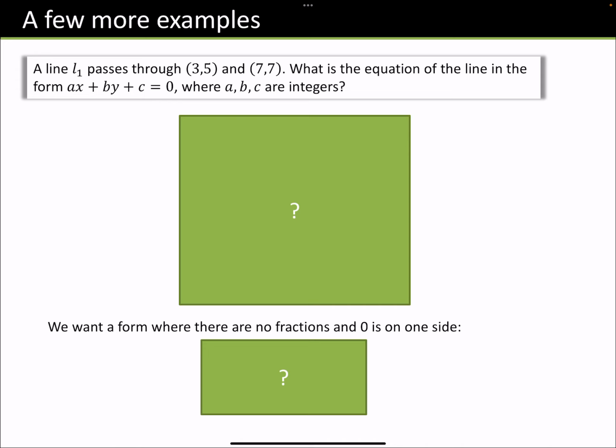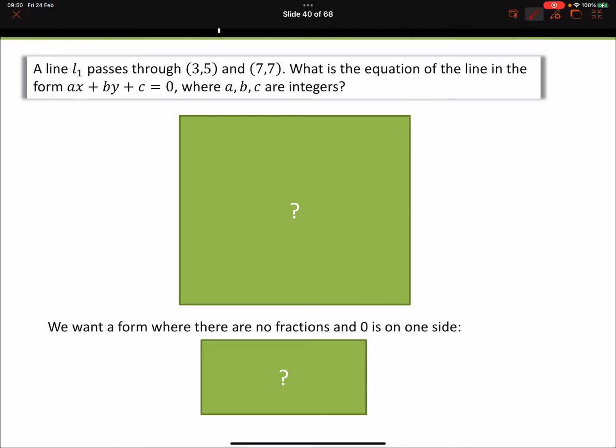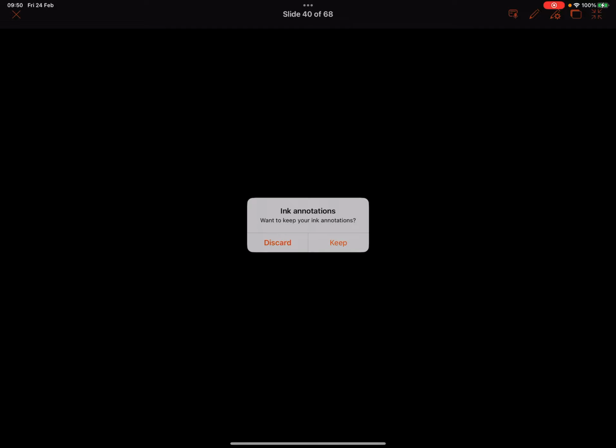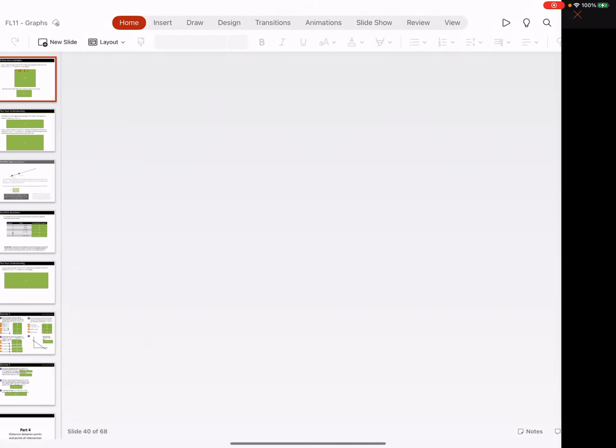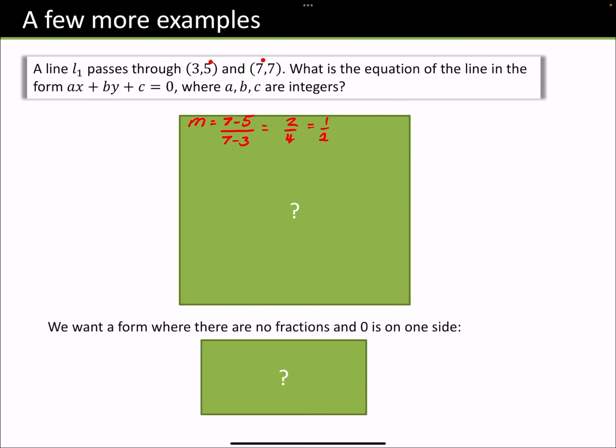Now, a little bit harder on this one. Okay, a line passes through that point and that point. What is the equation of a line in that form? Okay, first thing we're going to do is calculate the gradient. So m equals change in y divided by change in x. Okay, so that's 2 over 4, so that's a half. Okay, so now we can start with y equals a half x plus something.